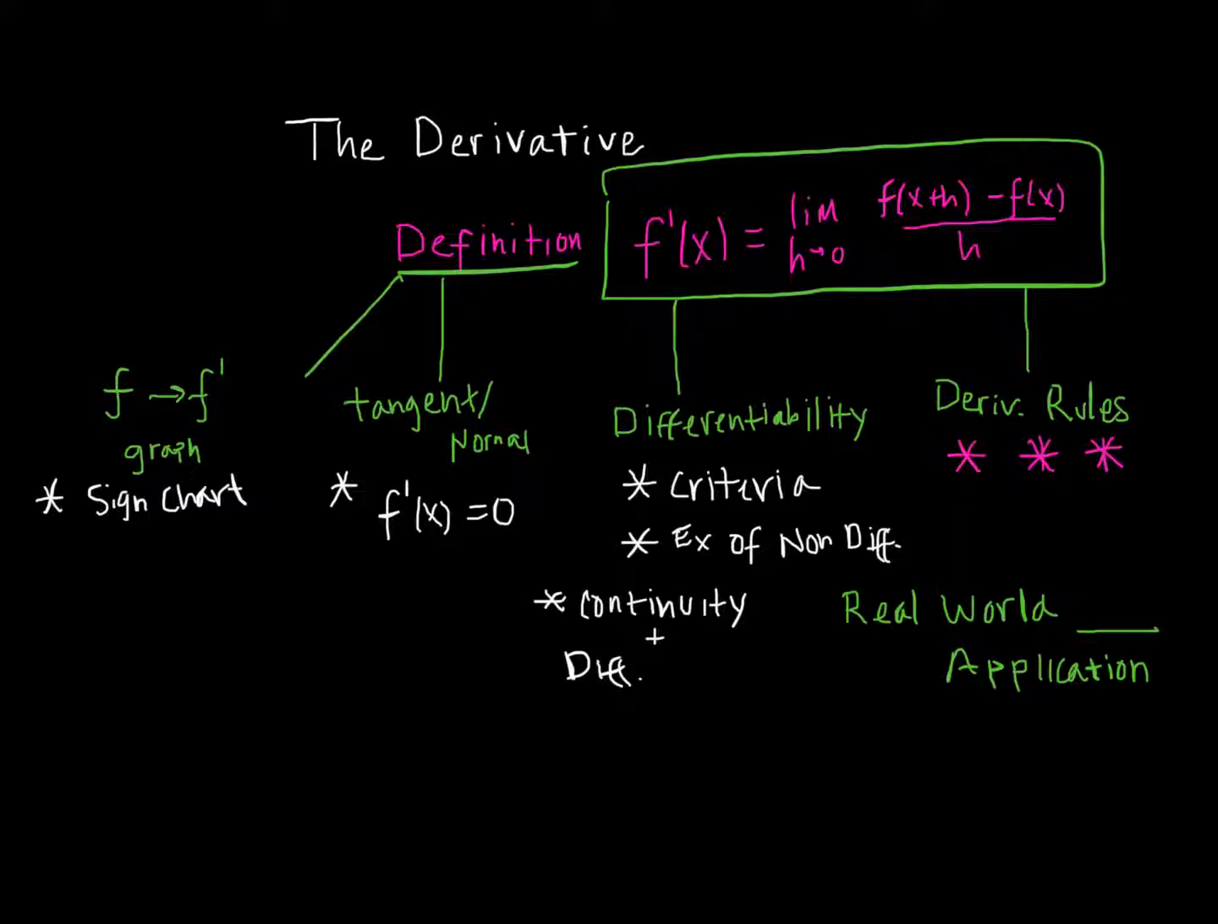Then embedded within all of these topics are two things. The first is the different types of notation for the derivative, so prime notation, f prime of x, y prime, and then also Leibniz notation, which is dy/dx, df/dx, the derivative of y with respect to x, and so forth. And just be mindful of all of those so that if they pop up in a question, you know what is being asked.